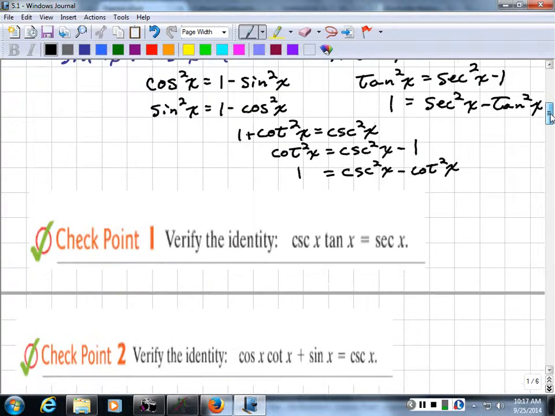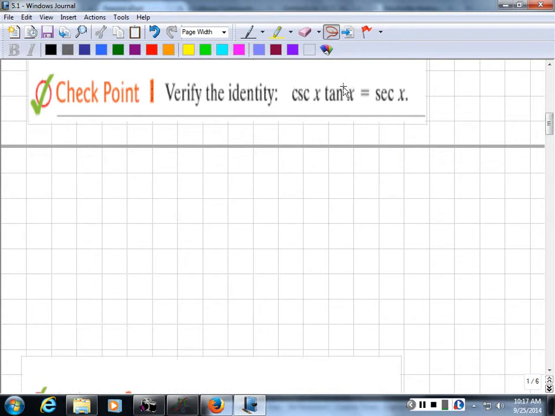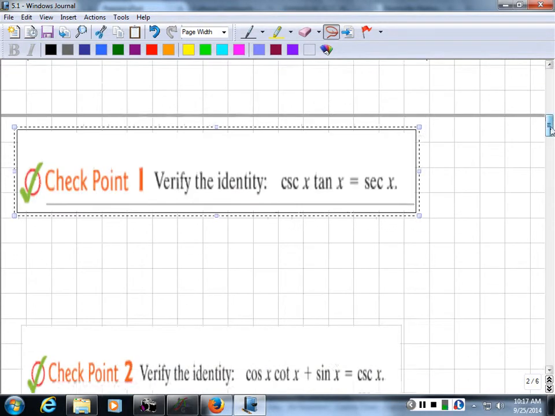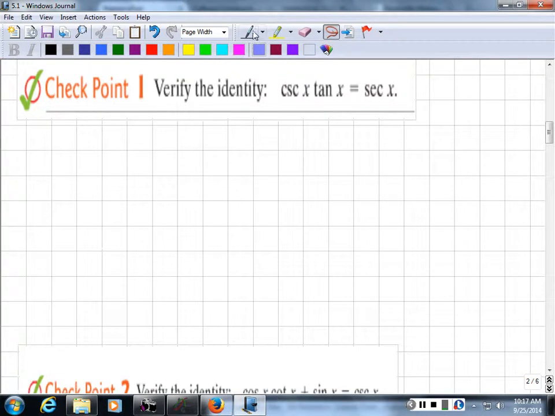All right, let's look at this one. We want to verify the identity. And this one, we start out with some easy ones. Now, when I say verify the identity, you must work on one side of the equal sign or the other. You cannot cross the equal sign. You are not dividing through by stuff. This is not an equation.